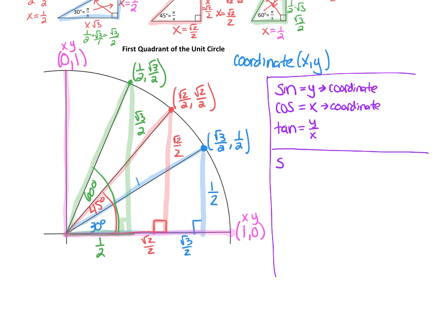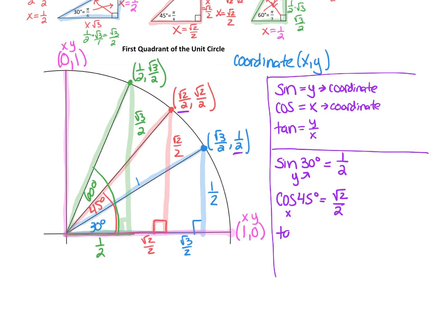So let's go through some examples. Let's say I want to know the sine of 30 degrees. I want the y coordinate at 30 degrees. So here's 30 degrees, and the y coordinate would be 1/2. So the sine of 30 degrees is 1/2. Let's say I want to do the cosine of 45 degrees. I'm going to go to 45 degrees, and the cosine is my x coordinate, which would be root 2 over 2.